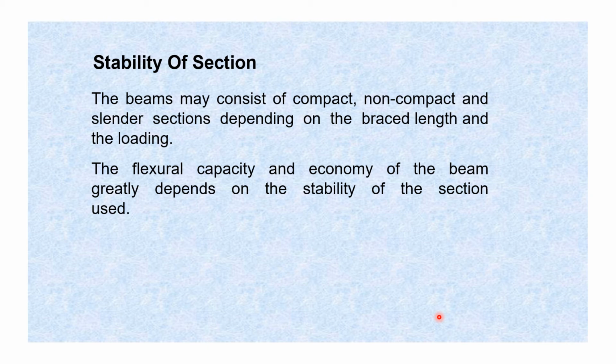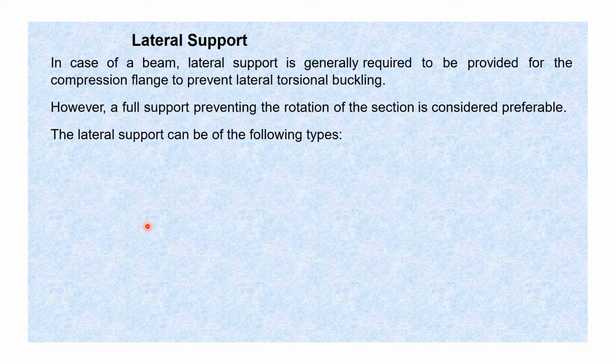Stability of the section. The beams may consist of compact, non-compact, or slender sections depending upon the brace length and the loading. The brace length is the unsupported length. The flexural capacity and the economy of the beam greatly depend on the stability of the section used. We must satisfy lateral support.